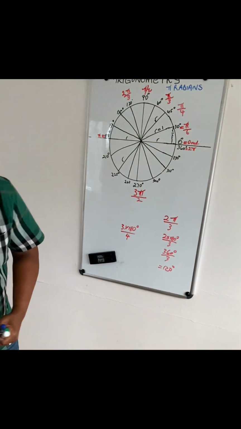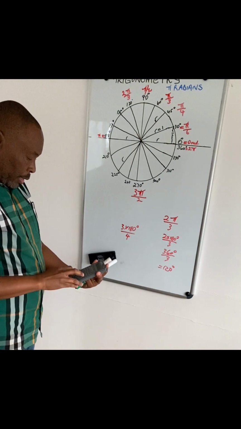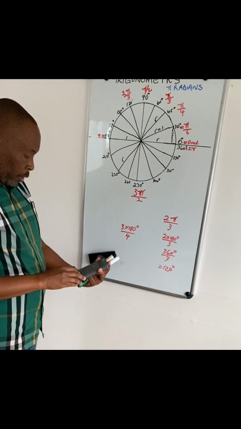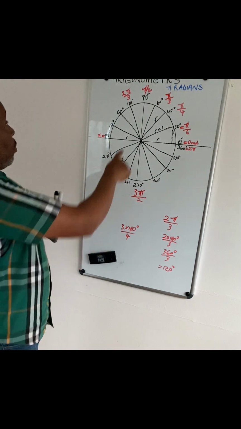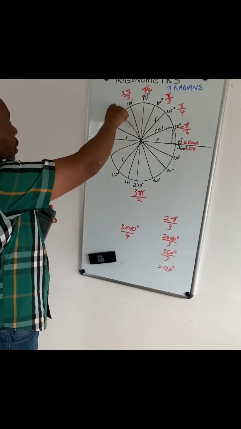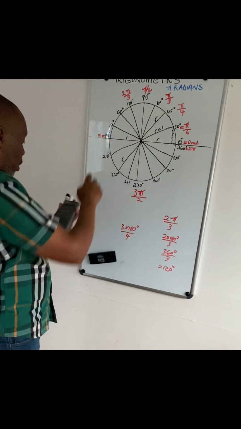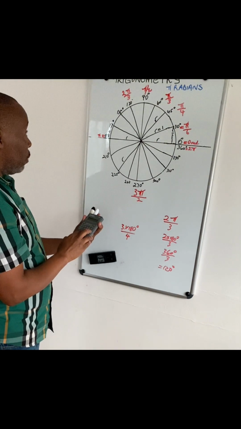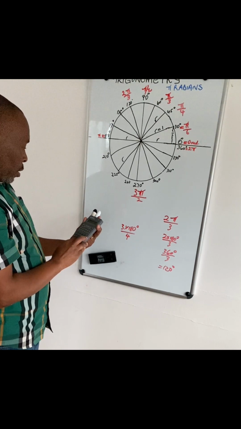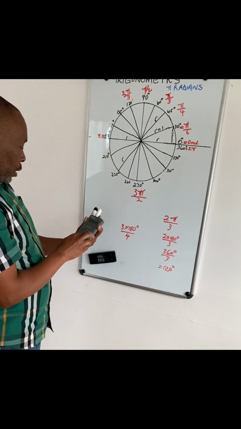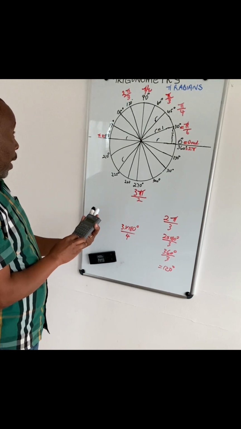3 times 180, 540. 540 divided by 4. It can't be 5 pi over 4, it is 3 pi over 4. 3 times 180 equal to, and we divide it by 4.